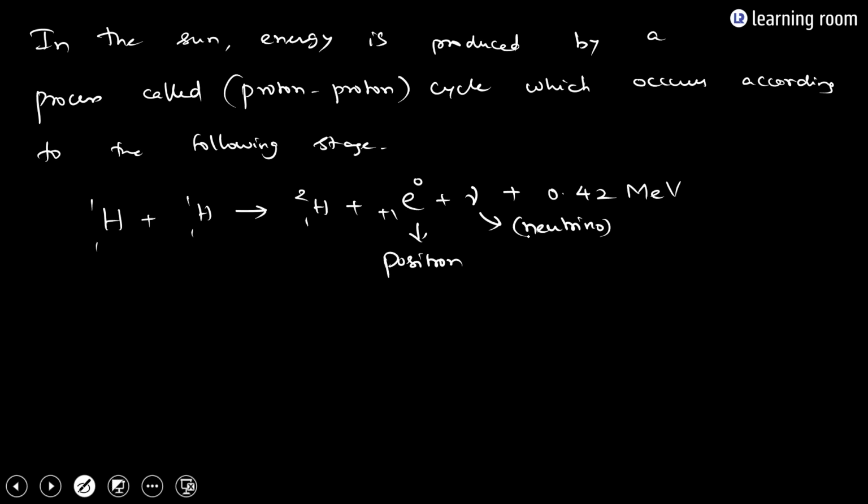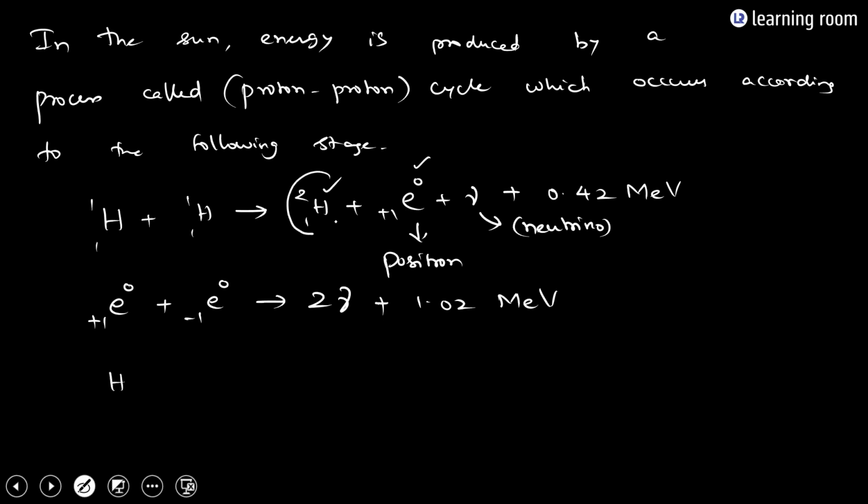But the process is not going to stop here because it is not a stable nucleus. So what will happen is, this positron combines with an electron to release gamma radiations plus 1.02 mega electron volt of energy. Now, this isotope of hydrogen that has been released, H2 1, will combine with H1 1 to produce helium 3 2 plus gamma plus 5.49 mega electron volt.